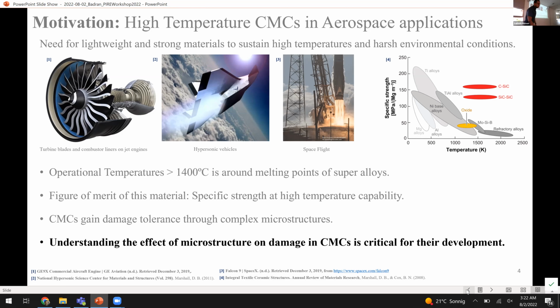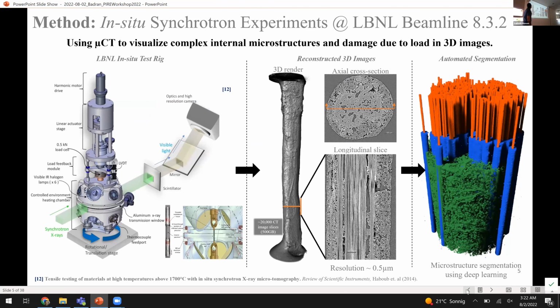And this is, my slides are advancing. All right, so the methods that we're using here is we're using synchrotron CT, so micro CT, very similar to the medical imaging, but just high resolution imaging of inside the samples.